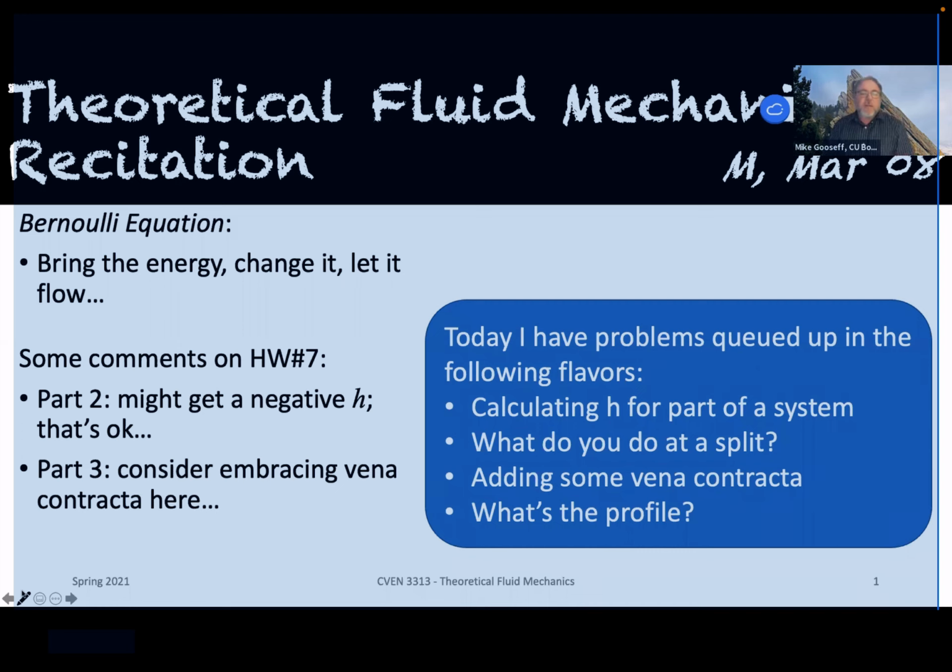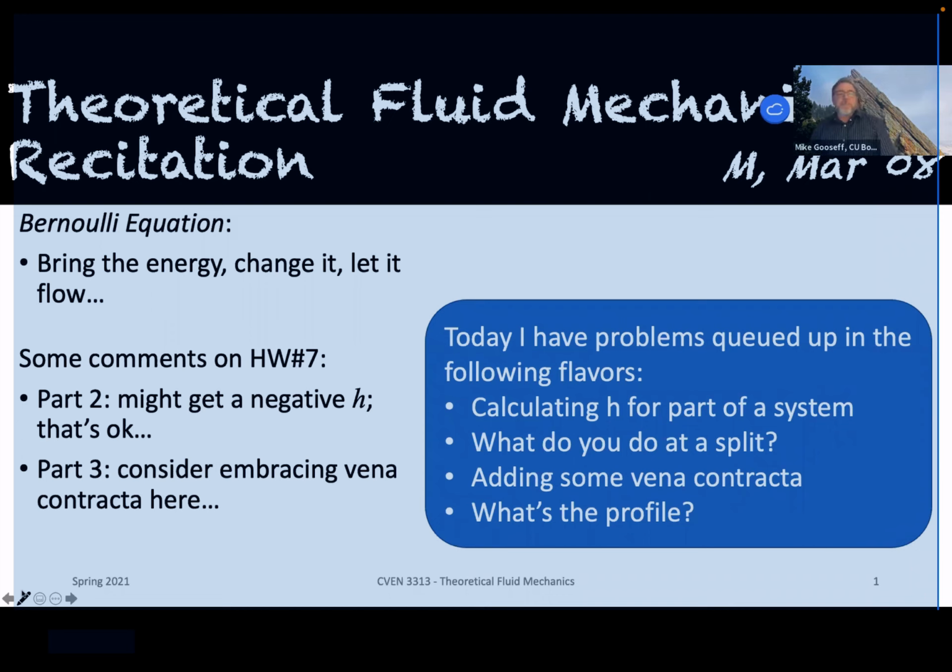All right. So real quick, I just wanted to mention for homework 7, in part 2, you might get a negative H. I altered the original problem, and when I did that, I didn't realize I was going to get a negative H value. So just FYI, that's not a bad thing. Just go ahead and tell us what it is. It would be accurately solved if you got a negative H, I believe.